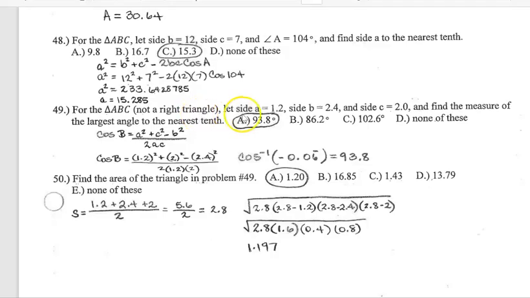So remember, the largest angle is going to be opposite the longest side. So 2.4 is the longest side. That means I'm finding angle B. So again, if I go back to my 6 formulas, the one that finds angle B, not side B, I already have that. The one that finds angle B is this one. So let's plug in 1.2 for A, 2 for C, and 2.4 for B, and then 1.2 and 2.